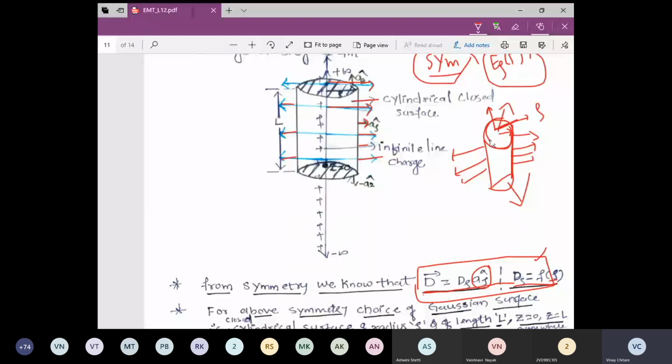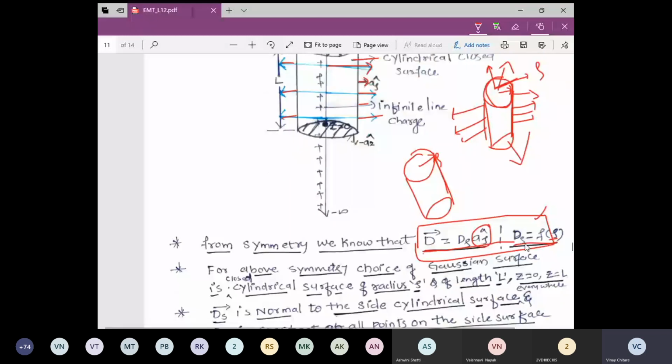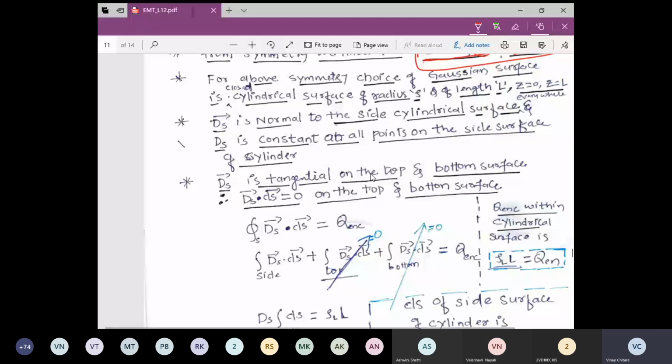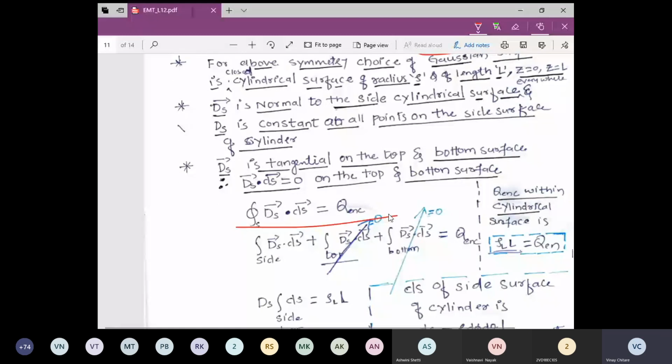For a given cylindrical surface, say of radius rho, if you try to compute the flux density on that surface, as the flux density is a function of rho alone, first of all, it is normal on this surface and it will be constant on that complete surface. So now I can apply Gauss's law, that is, the closed surface integral of D dot dS equals the charge enclosed.